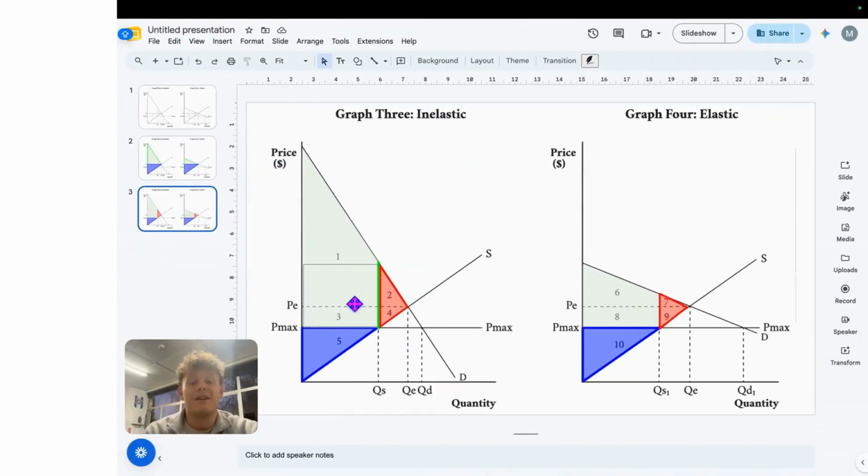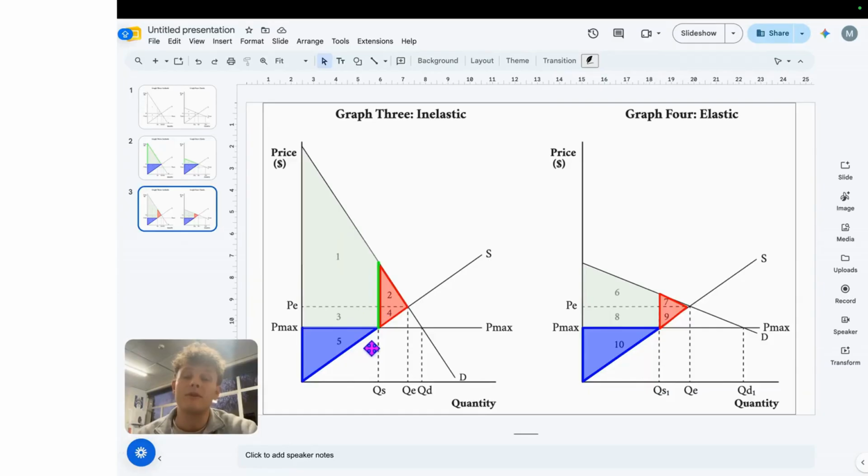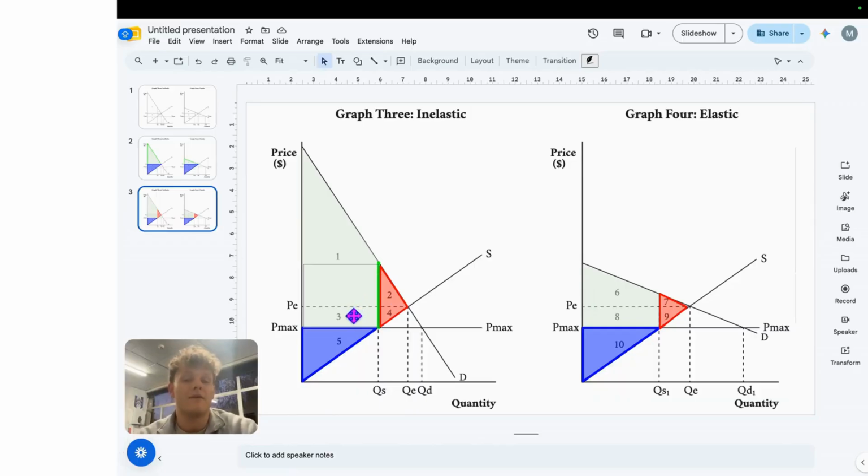So is this allocatively efficient? No, because the area lost, 2, 4, and 3, is not offset by the area gained, 3, leaving 2 and 4 lost, which means that the sum of the surpluses is not maximized. The market does contain a deadweight loss, and the market is not allocatively efficient.